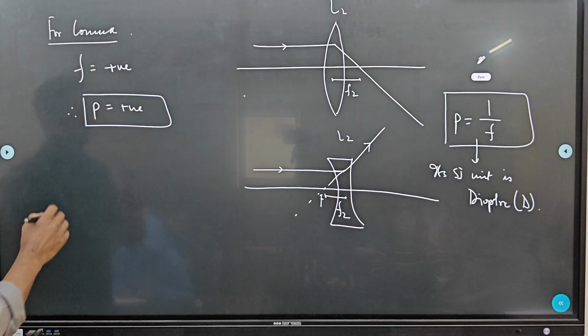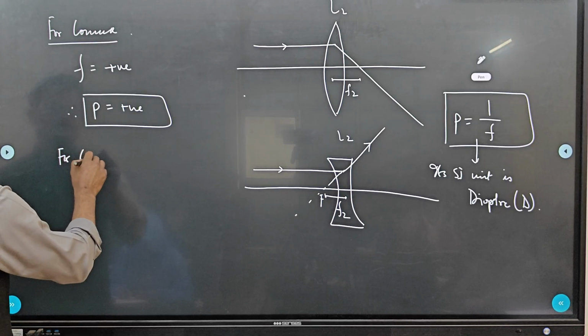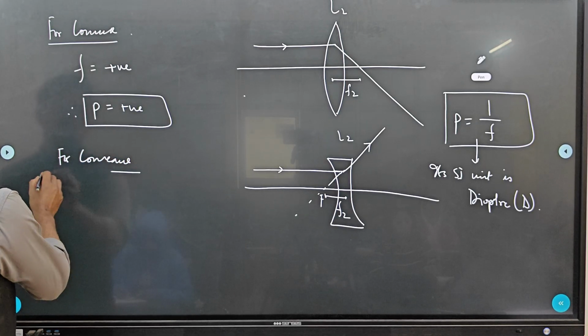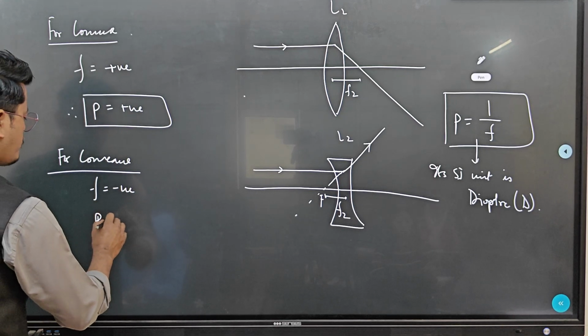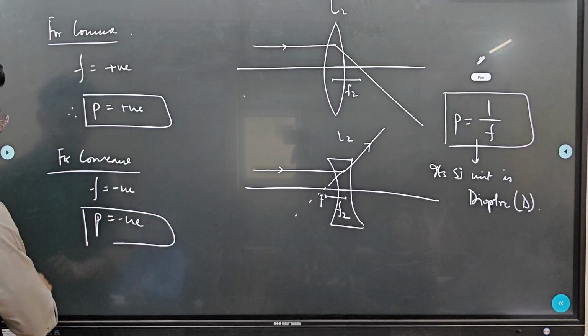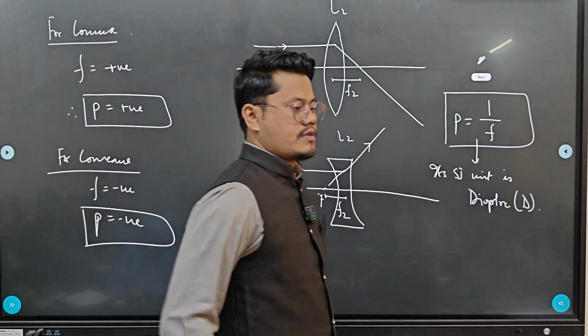Keep in your mind. In the same way, for concave lens, focal length is negative, right? So power should also be negative. Got it?